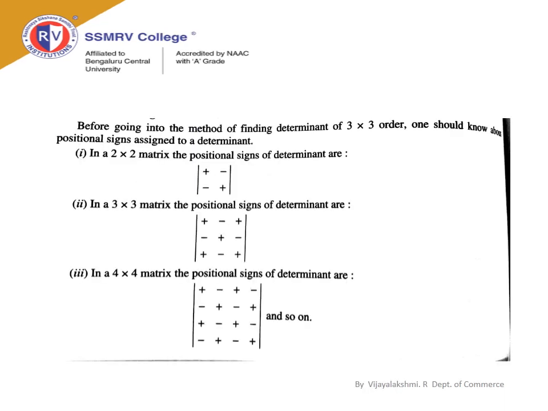Before going to the 3 into 3 order, let us understand the positional signs of the determinants. In a 2 into 2 matrix, the positional sign will be like this: plus, minus, minus, plus. And in a 3 into 3 matrix, the positional signs of a determinant are plus, minus, plus, minus, plus, minus, plus, minus, plus.